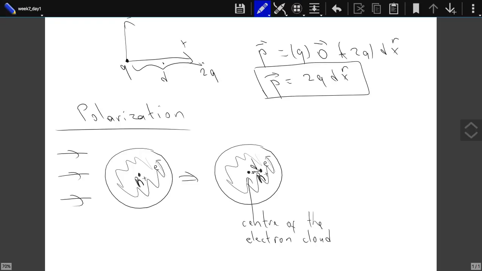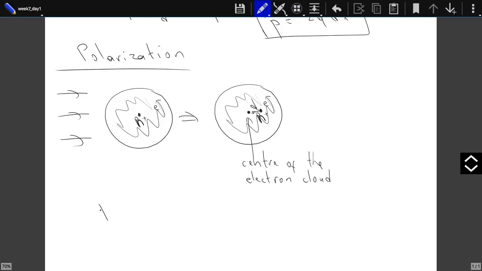Now the question is, how can we calculate this separation d? So once we can obtain this d, the dipole moment is just we have a charge q, which is the charge of the electron or the nuclei, displaced by a distance d. So the magnitude of the dipole moment is basically q times d. So to calculate the dipole moment of the system, we need to somehow estimate the d, this distance. So how can we do that?